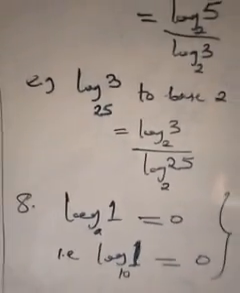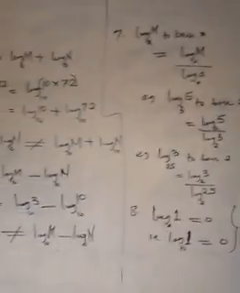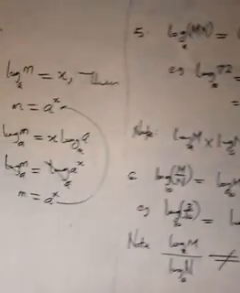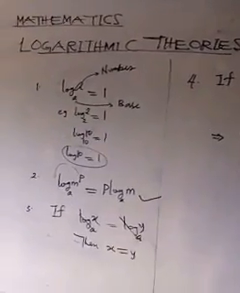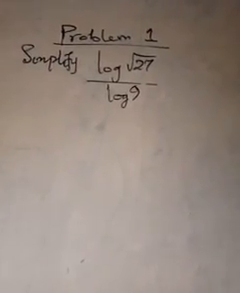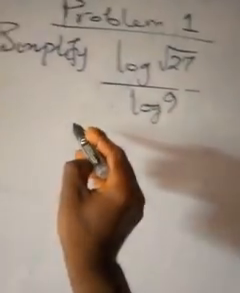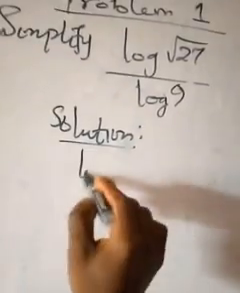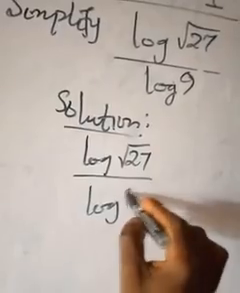Now we want to look at some problems that are related to the theory of logarithm, how we can simplify, how we can find the value of the unknown when necessary. That is what we want to look at now. We have to simplify log root 27 divided by log 9. Solution: we have log root 27 over log 9.